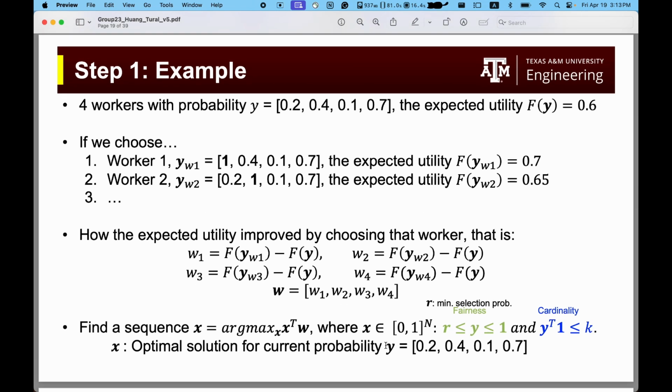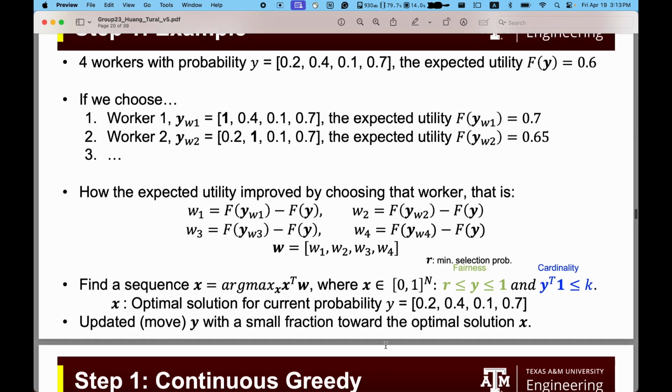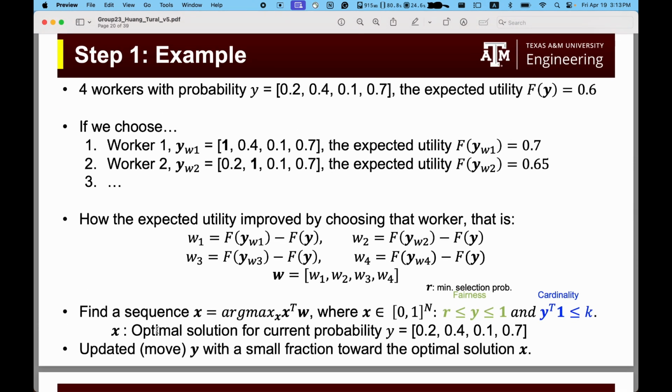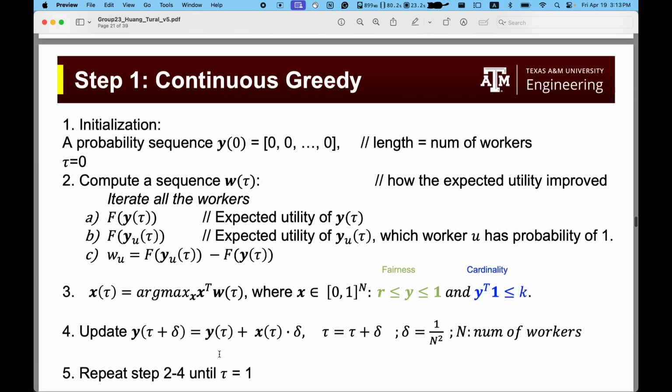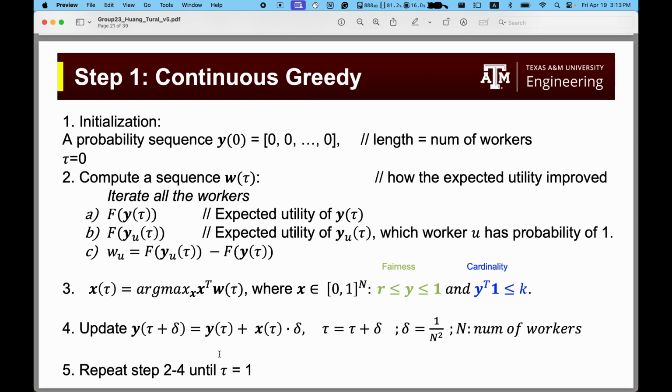So that is our greedy strategy. Once we have the optimal solution, we can update our probability Y with a small fraction toward the optimal solution X. Here is the formal expression of the first step. First, we initialize a zero sequence and a variable tau equal to 0.